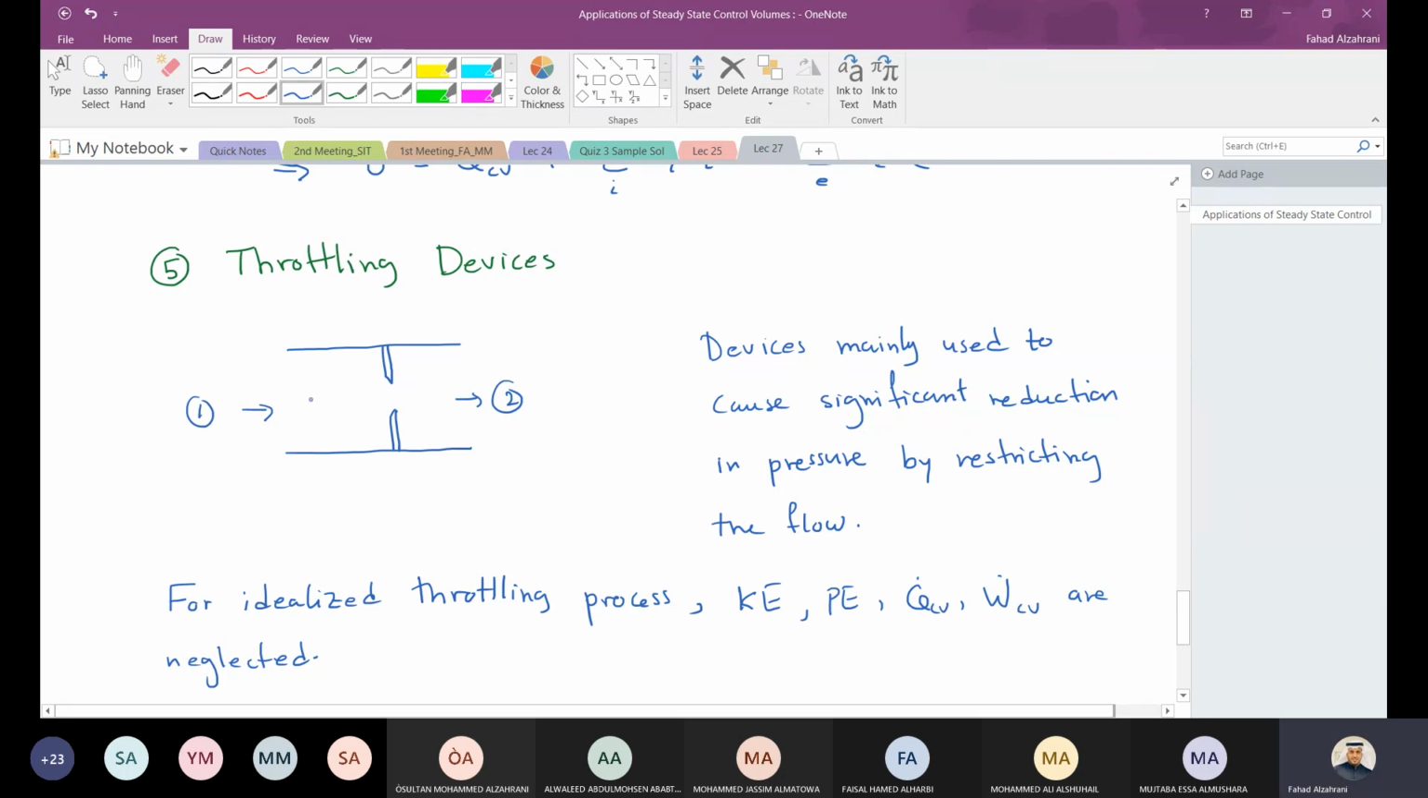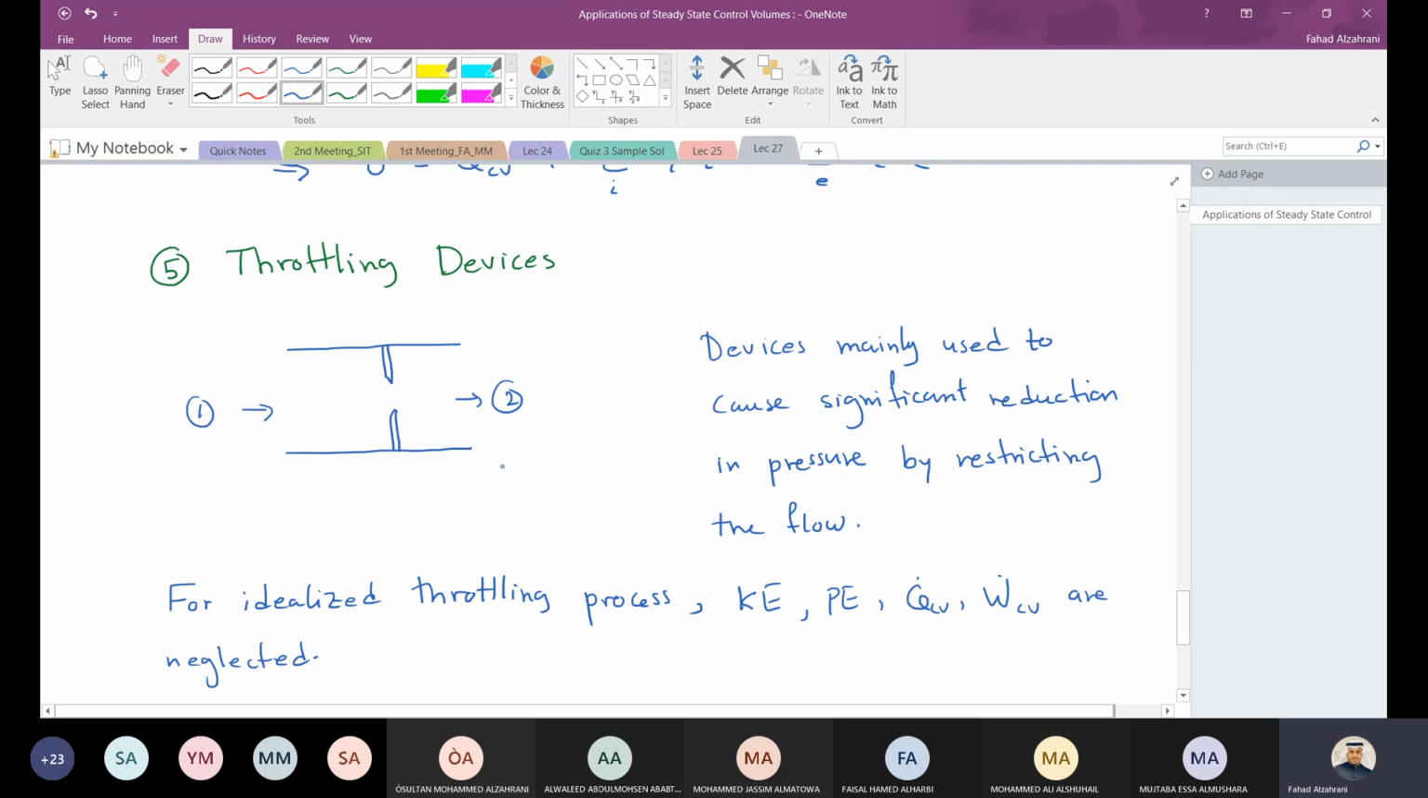Even though I have large area at the inlet and small area at the exit, the objective before was to increase the velocity. The objective now here in the throttling device is to reduce the pressure. So it's significantly reducing the pressure by significantly reducing the surface area here. The device is mainly used to cause significant reduction in pressure by restricting the flow.